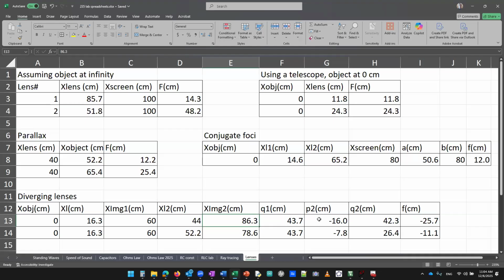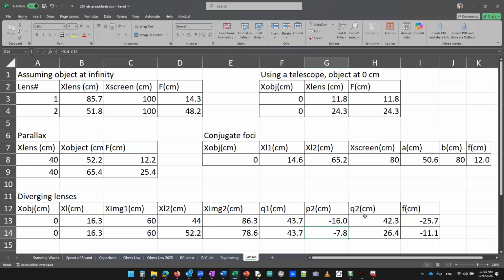So what is P2? P2 is from the diverging lens to the original image. So that would be the diverging lens right here to the original image, right? With image to the right being positive. So I did 60 minus, let's see, from here. Oh, right, I do need a negative because it's to the right of the lens. I didn't see that on the image. So I did a negative, basically 44 minus 60. And I also did that same thing for this other lens.